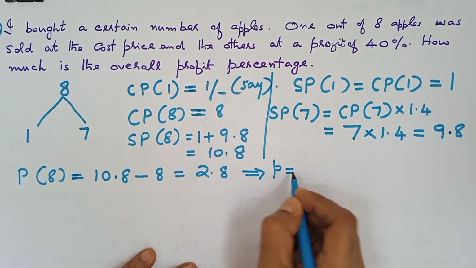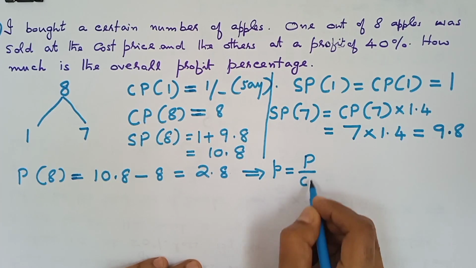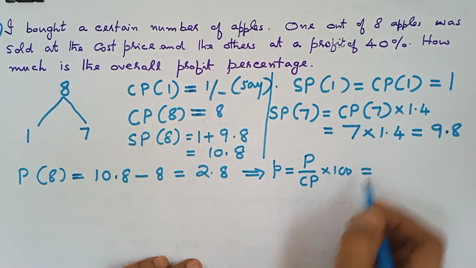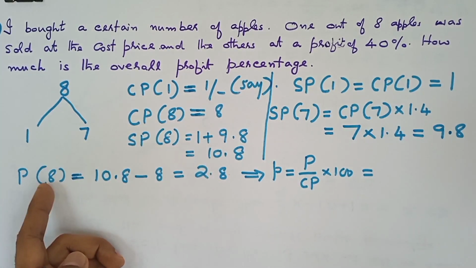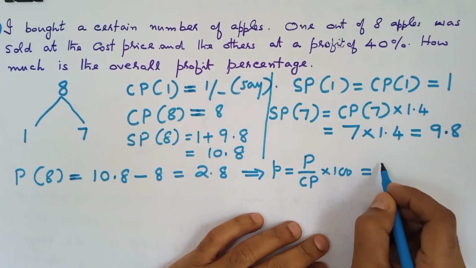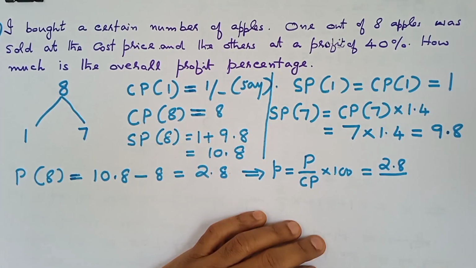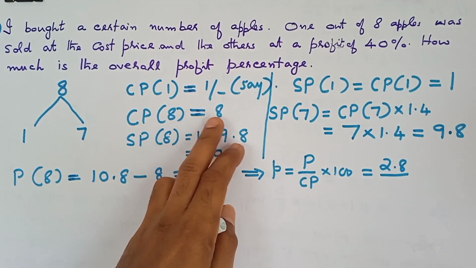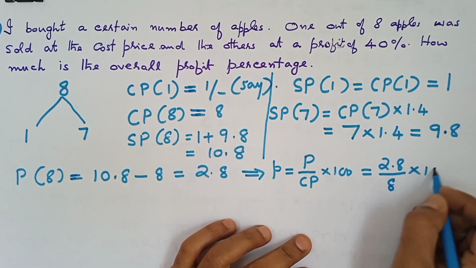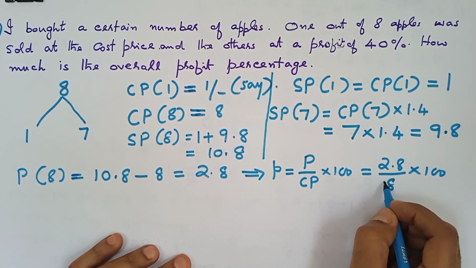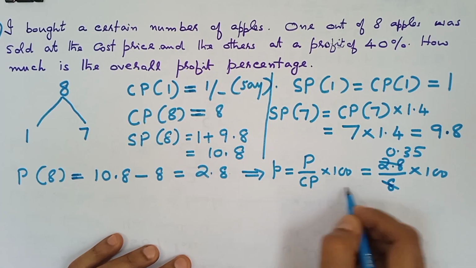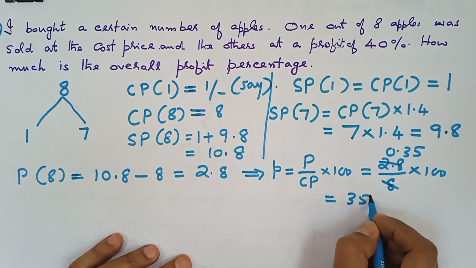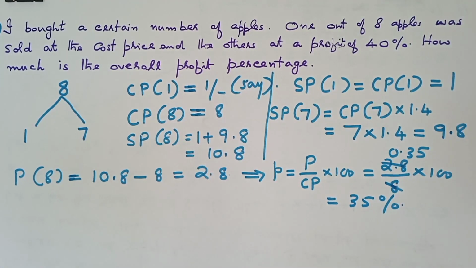Profit percentage, denoted by small p, is P by CP into 100. Now P means P of 8 apples, 2.8. And in that case CP of 8, which is 8, into 100. This you simplify. This is 0.35, so that works out to 35%. So 35% is the overall profit made in the transaction.